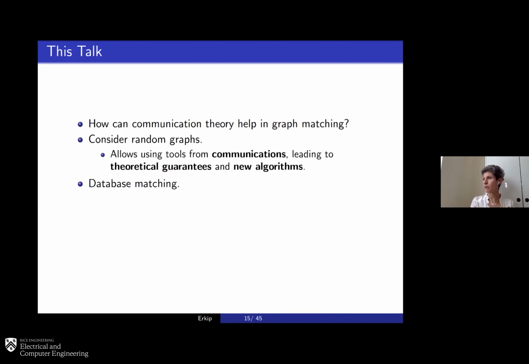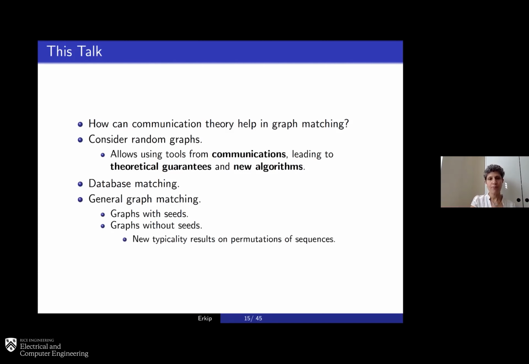I'm going to look at specific instances of this. First, I'm going to look at database matching, which corresponds to bipartite graphs. And then I'm going to talk about general graph matching, talk a little bit about graphs with seeds and then without seeds, which gives us new information theoretic results on the typicality of permutations of sequences.